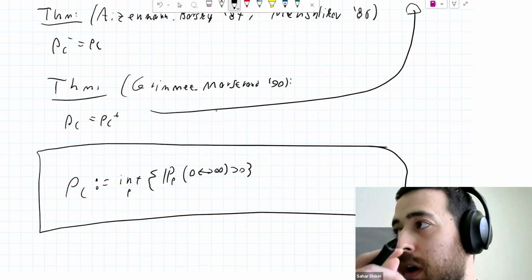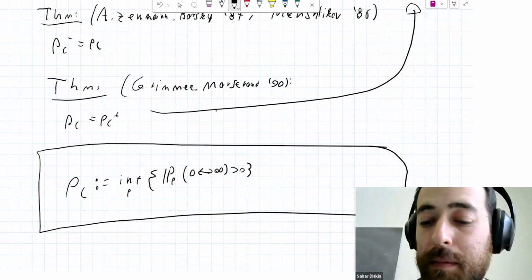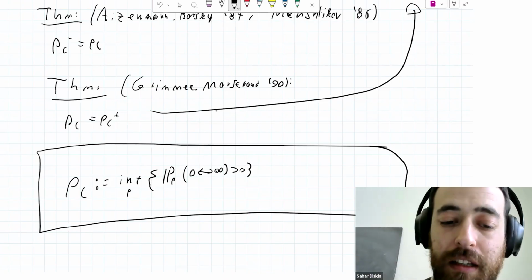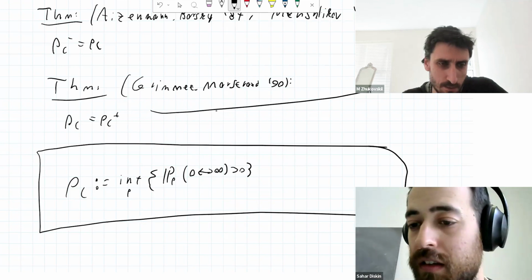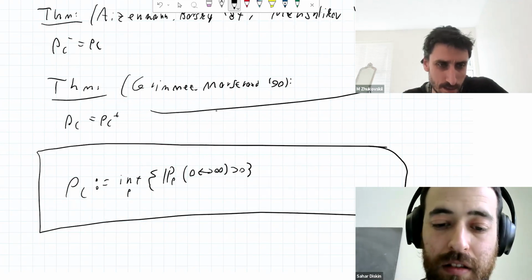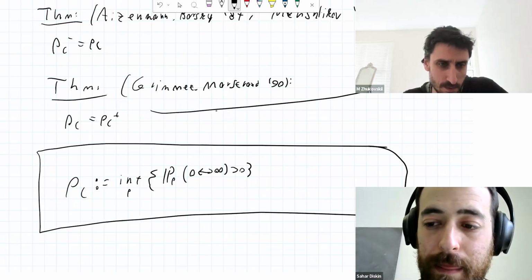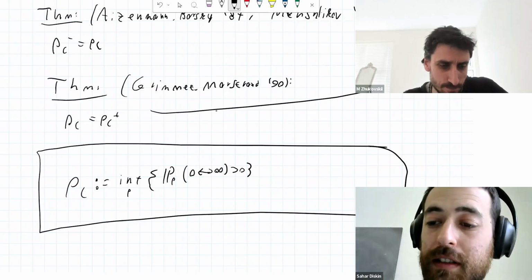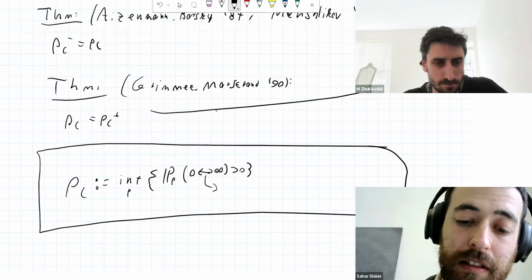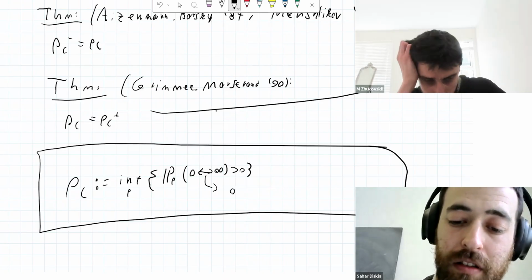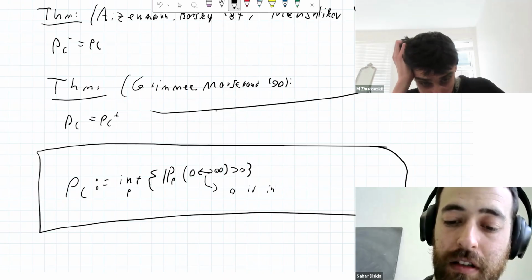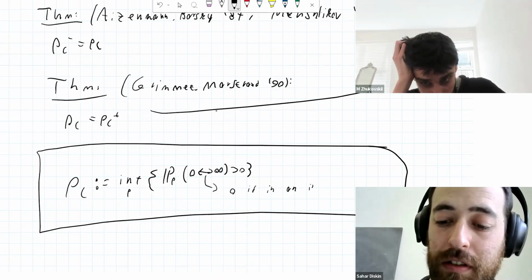I think it's in one of the notes of maybe Oded Schramm that they are equivalent. He has a very elegant proof of this. Connected to infinity means that zero lies in an infinite component. Yes, exactly.